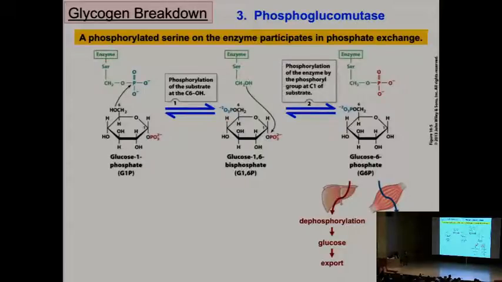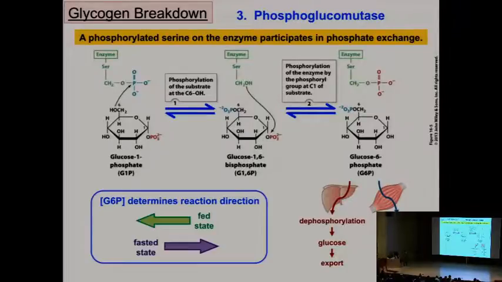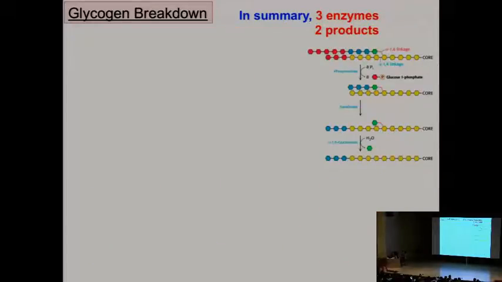And this provides an interesting point of regulation in that the concentrations of glucose 1-phosphate and glucose 6-phosphate determine which way the reaction is going to go. In the fed state, you have a lot of glucose 6-phosphate right after a big meal, and it's going to drive the reaction toward glucose 1-phosphate. If you're in the fasted state, the opposite is true. The reaction is driven in the opposite direction to make glucose 6-phosphate to get energy or increase the blood sugar. So that's a summary of glycogen breakdown.